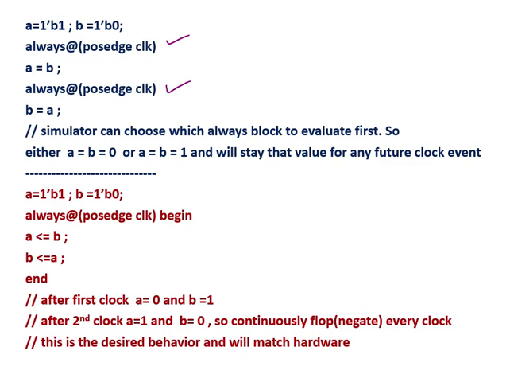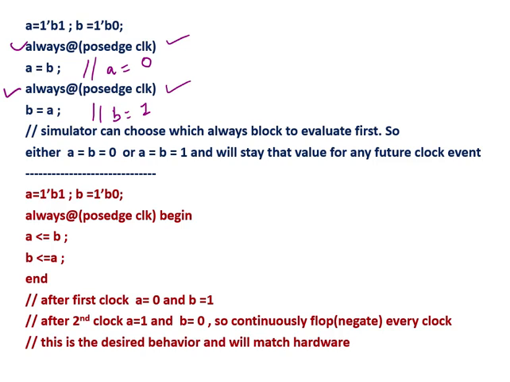So what will happen here? A equal to b. And we don't know which one will be evaluated first. It depends on the simulator, because these two always blocks are executed parallelly, and it depends on the simulator whether this one will be evaluated first or that one. So what happens here? If a equal to b, then a will get 0 if this one is executed. And if b equal to a, then b will get 1, right? Because a equal to 1, so b will get 1.